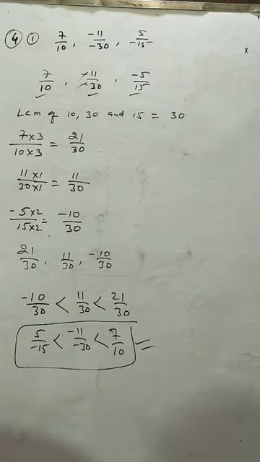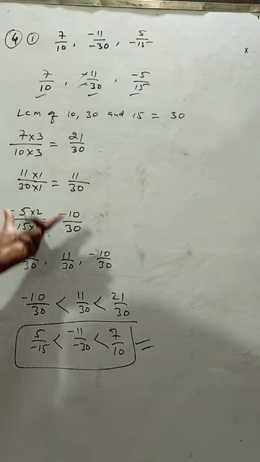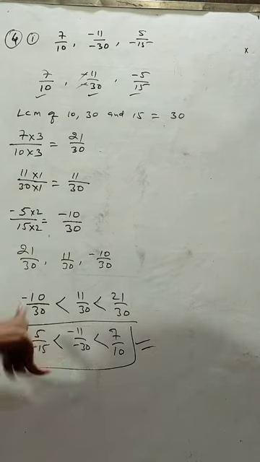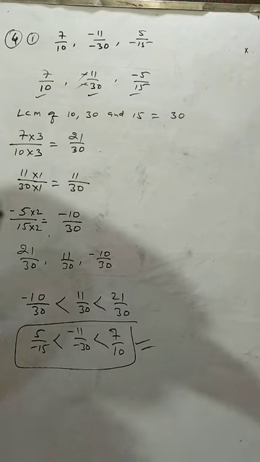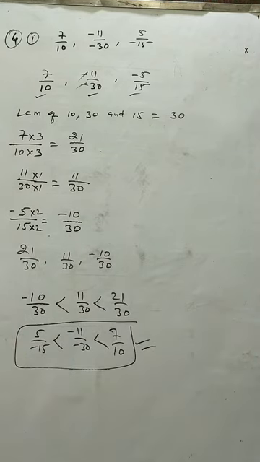In descending order, we will do the same process and reverse the order. Descending order means decreasing order, in which the largest is written first, then the second largest, then the third largest, like that. Okay. So students, you solve exercise 2B at home. In the next video, we will do the addition and subtraction of rational numbers.